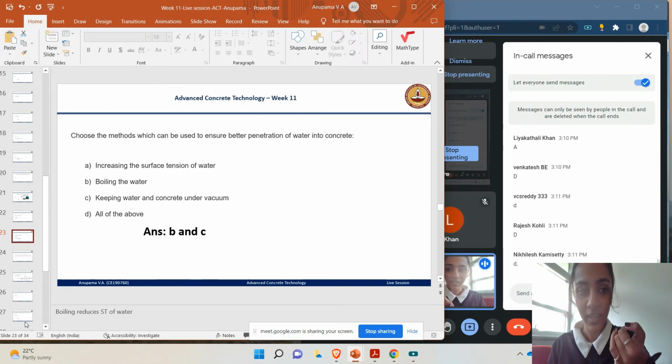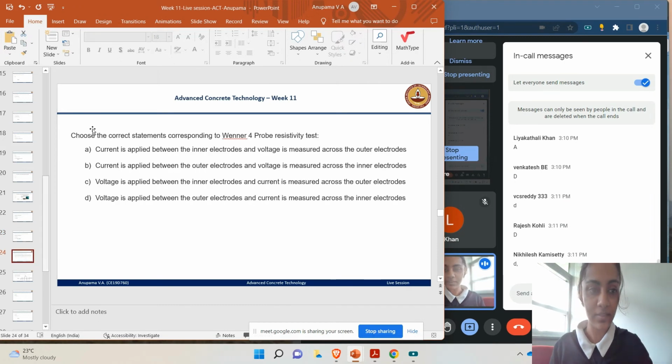Okay. So A is increasing the surface tension of water. Unless you are decreasing the surface tension of water, water will not penetrate into the concrete at a faster rate. Boiling the water reduces the surface tension, as a result of which the water penetrates into the concrete. Keeping the water and concrete under vacuum also is an accelerated way with which you can ensure that water easily gets into the concrete microstructure. Okay, so the correct answer is B and C.